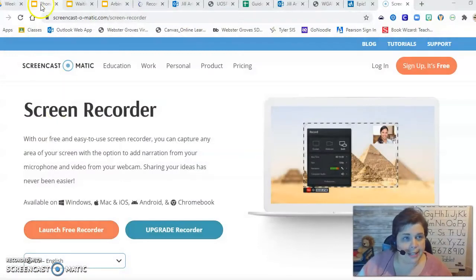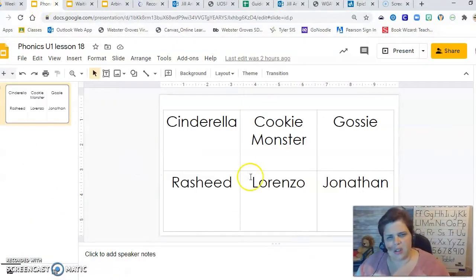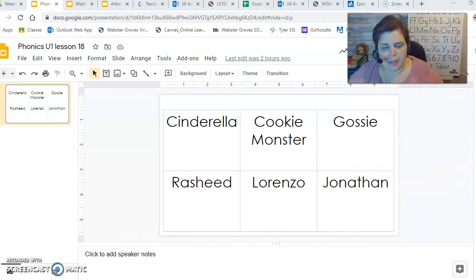Oh, you don't want to see that. There we go. Do you guys recognize these names? Thumb up if you recognize them. Yeah? Okay, I recognize them as well. I'm going to move myself up here just a little bit. I recognize them as well. Those are some of the names that we've studied this year. Cinderella, Cookie Monster, Gossie, Rashid, Lorenzo, Jonathan.